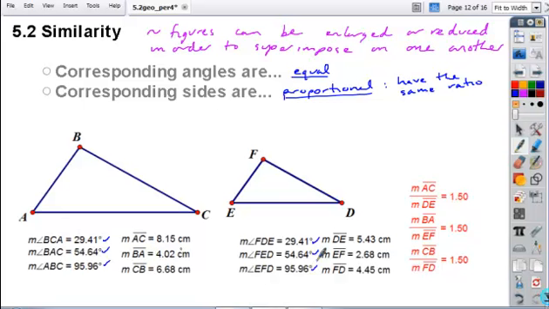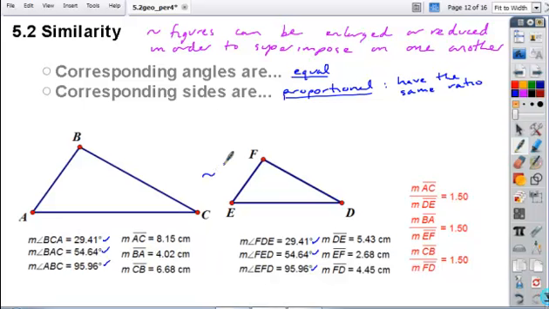And then the other property: all of their sides have ratios that are exactly the same. So the ratio of AC to DE is 3 to 2. Ratio of BA to EF, also 3 to 2, or 1.5. Ratio of CB to FD, also 3 to 2. If all of their sides are proportional and all of their corresponding angles are equal, then you know that these two triangles are similar to each other.